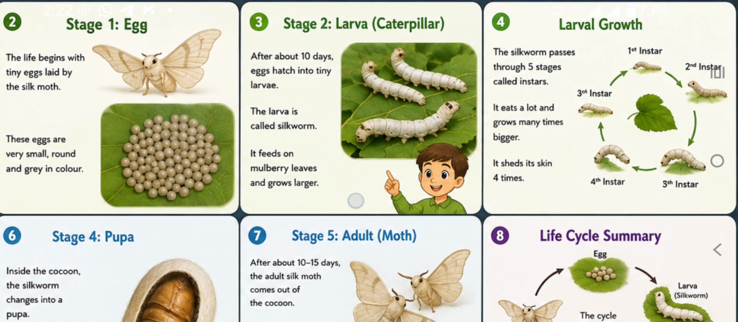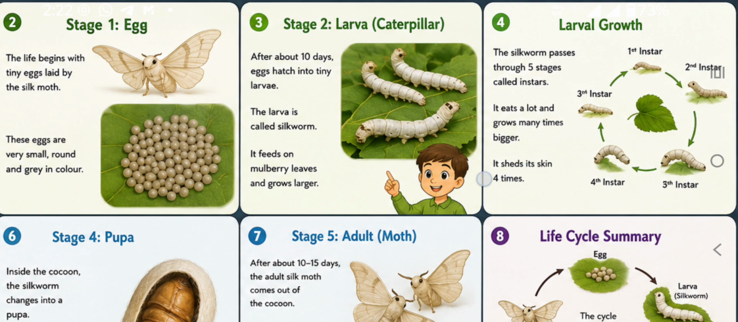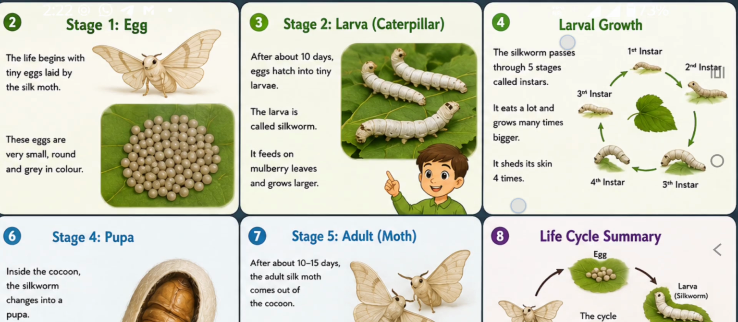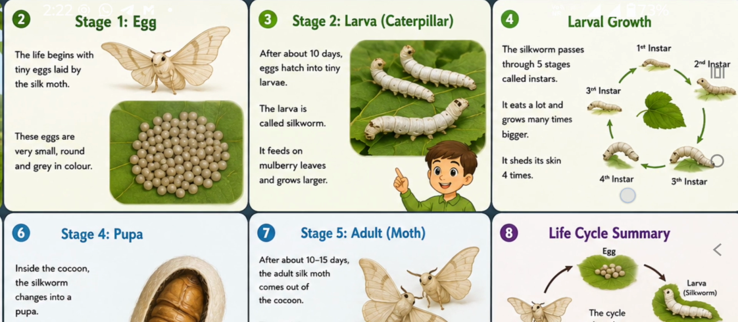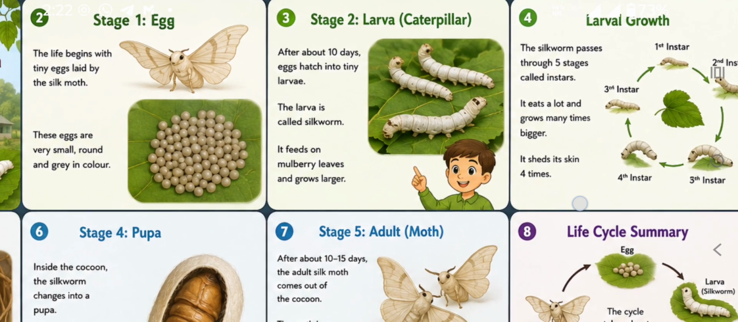It feeds on the mulberry leaves and grows longer and larger in size. Then when you see its larval growth, you can see that it will change into first instar, then second instar, then third instar, fourth instar, and it eats a lot and grows many times bigger than the previous one. So there are 4 instars in the larval growth.